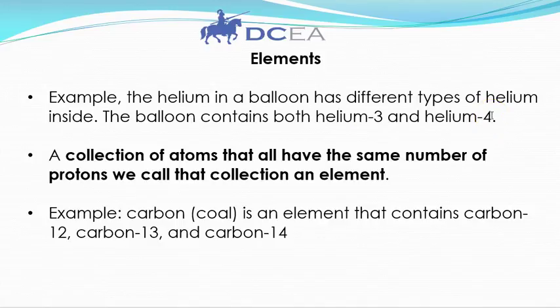Because this is a collection of atoms, we give it a different name. A collection of atoms that have the same number of protons, so meaning the atoms inside, we have helium-3 and 4, even though they have different mass numbers, they have the same number of protons. We call that collection an element. So an example would be carbon, which we think of as coal, and it's an element that actually contains carbon-12, carbon-13, and carbon-14.